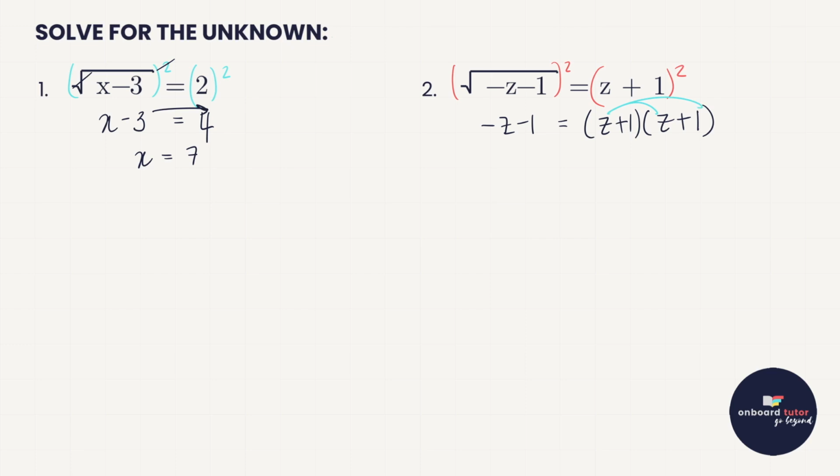So we're going to use what we used to use in our junior days, FOIL. So we will have minus z minus 1 is equal to, and then we're going to go first term, z squared, outer terms plus 1z, inner terms plus 1z, last terms plus 1.